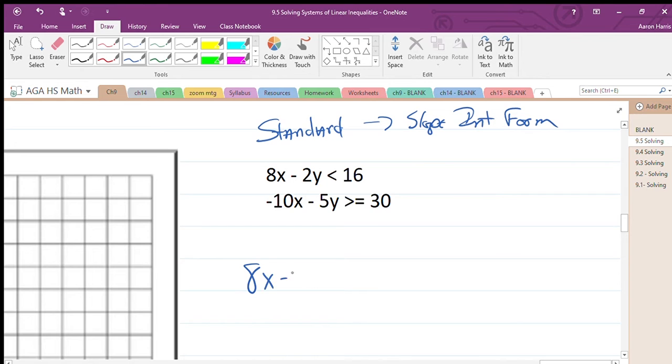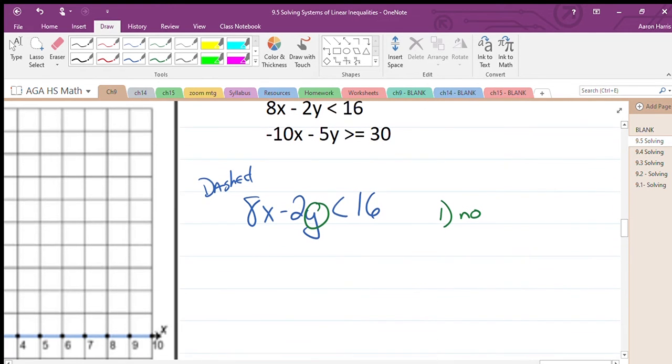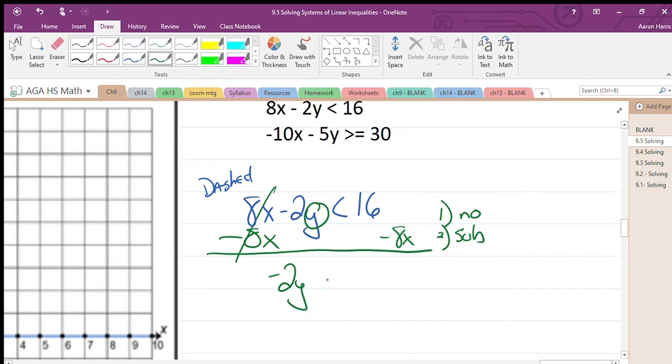I have 8x minus 2y is less than 16. I know something about this. I'm going to get a what? Dashed line. Why? Because of this inequality. Now, what do I want to do? Solve for y. What do I do to solve for y? 4 steps. Simplify / combine like terms. Nothing to do. Step 2, remove all what? Addition, subtraction. I am going to subtract. Subtract what? This 8x. I'm adding 8x over here, so I need to subtract it. What I do to one side, I must do to the other. This cancels. I get negative 2y is less than 16 minus 8x.